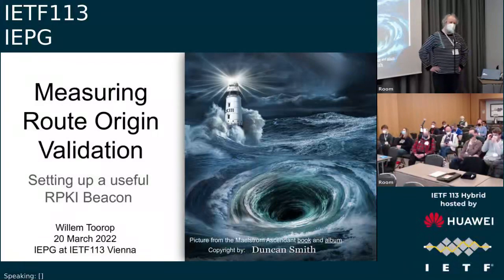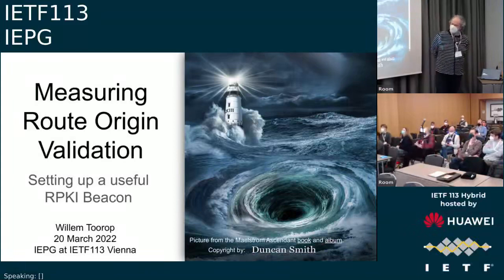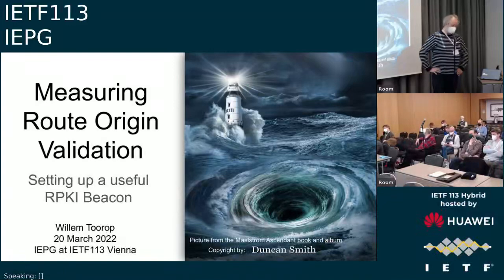I was searching on the internet for a picture of a lighthouse or a beacon that would lure ships towards it, and a vortex in front of it. And you can see that I found a picture like that. And this is a picture of the excellent rock album, The Maelstrom Ascendant, which also has an accompanying book, of the Sydney-based rock artist Duncan Smith. And by saying this, I have his permission to use this picture. So thank you, Duncan. Next slide.